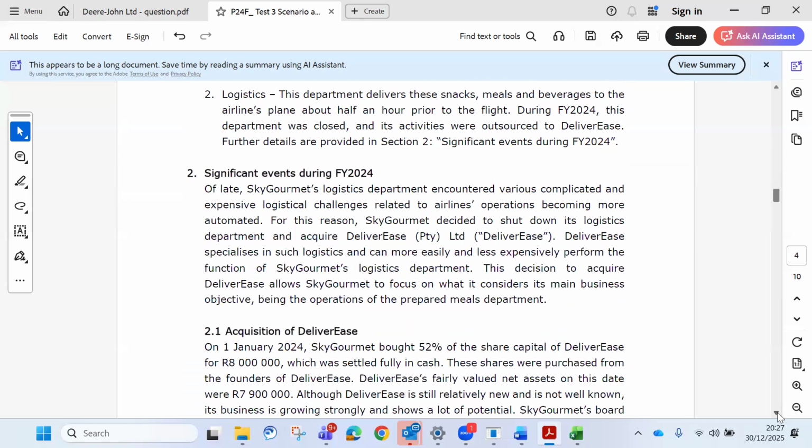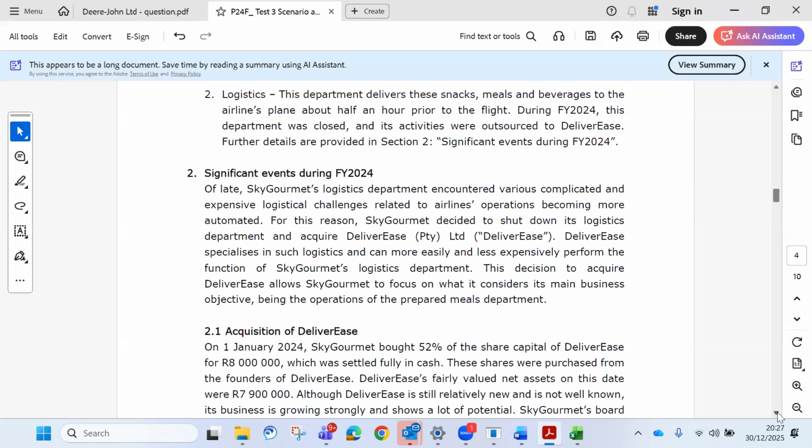Significant events. Of late, Sky Gourmet's logistics department encountered various complicated and expensive logistical challenges related to airline operations becoming more automated. They decided to shut down its logistics and acquire Deliver Base Ltd. Deliver Base specializes in such logistics and can more. When you acquire another company, you now become a group, and now we are trading amongst each other, right? The acquisition of this now makes it a group.